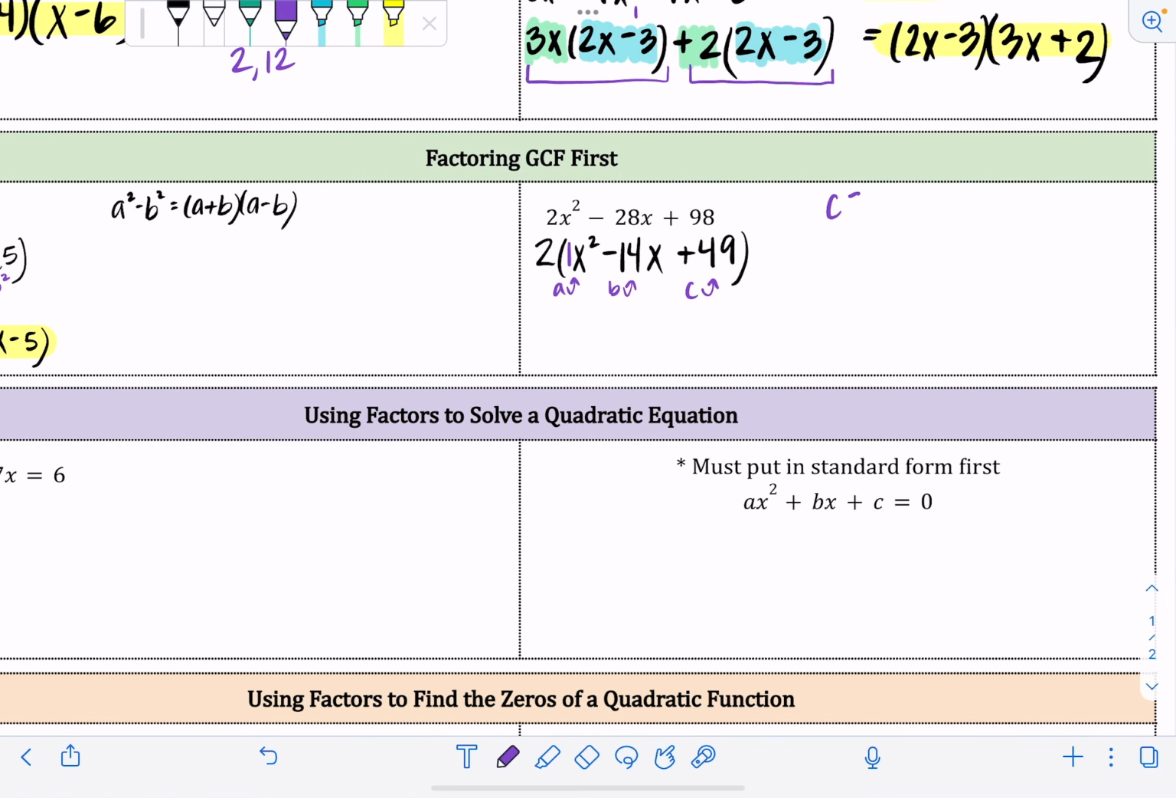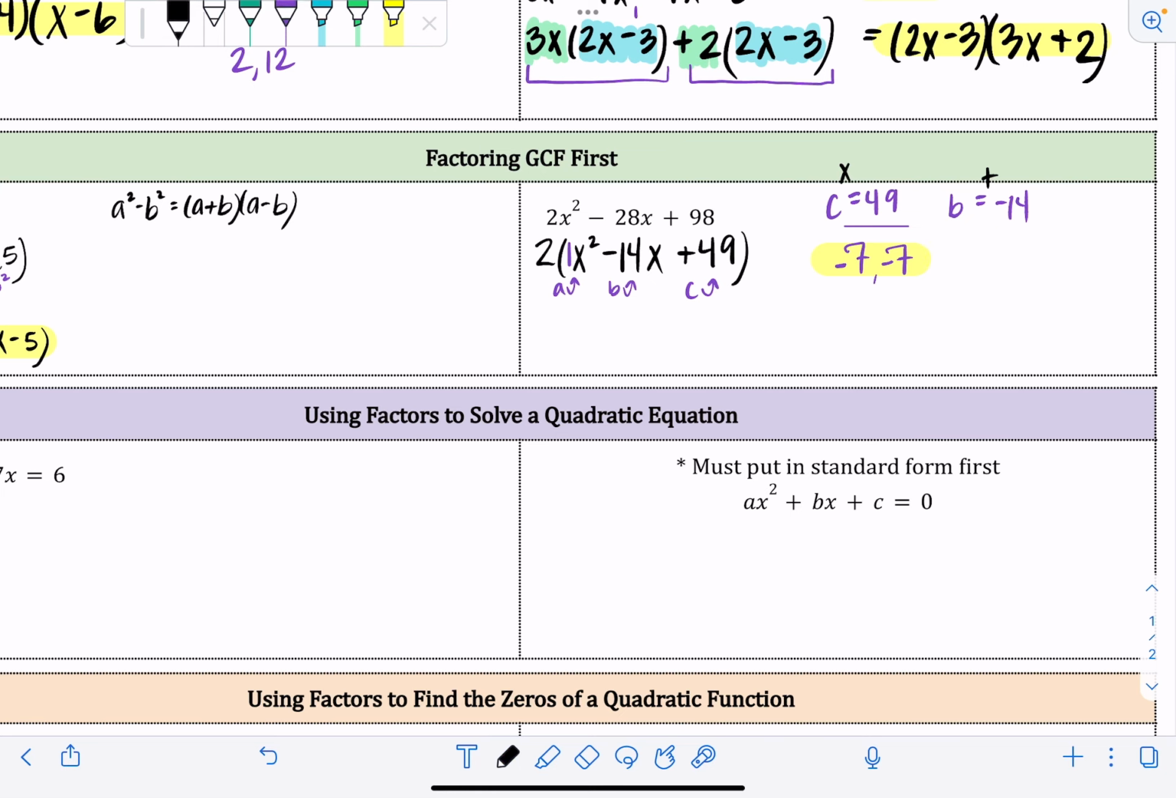Okay, so c is 49, and b is negative 14. So I need numbers that multiply to 49 and add up to negative 14. For multiplying to 49, I can do 7 and 7. If they're multiplying to a positive 49, they have to both be the same sign, so either both positive or both negative. Since they're adding up to negative 14, I would make them both negative. So negative 7 times negative 7 is positive 49, and negative 7 plus negative 7 is negative 14.